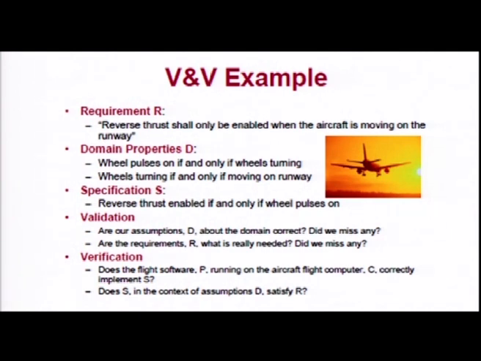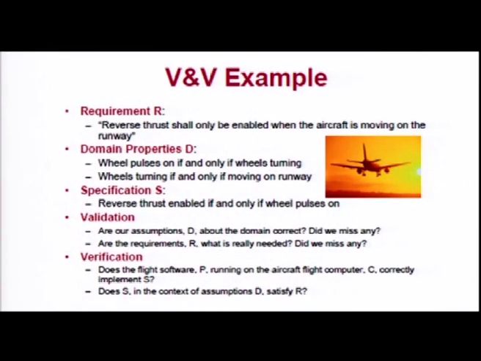Validation: are our assumptions D about the domain correct? Did we miss any? Are the requirements R? Tomorrow we will tell R1, R2, R3, D1, D2, D3, S1, S2, S3. Verification: there is a flight software P running the aircraft. Why is it happening like this? It is essential to talk about an abstraction.